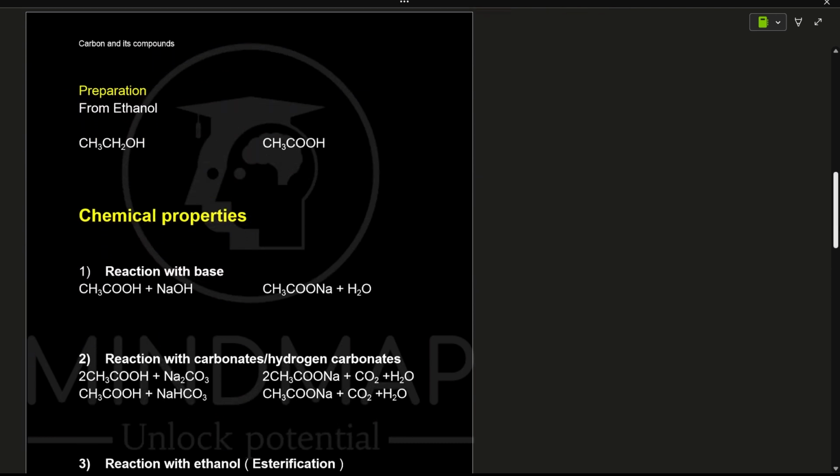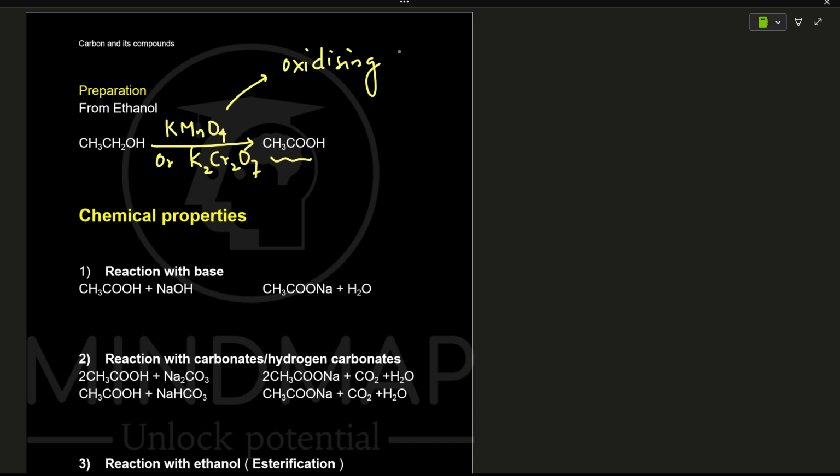Okay, now let's see how the ethanoic acid is prepared. We get ethanoic acid from ethanol by oxidation reaction. तो इसका oxidation कैसे होता है? In the presence of KMnO4 potassium permanganate, or you can use K2Cr2O7 potassium dichromate. These two are strong oxidizing agents. तो इन oxidizing agents की presence में the ethanol is converted into ethanoic acid. ठीक है, preparation समझ में आ गया.